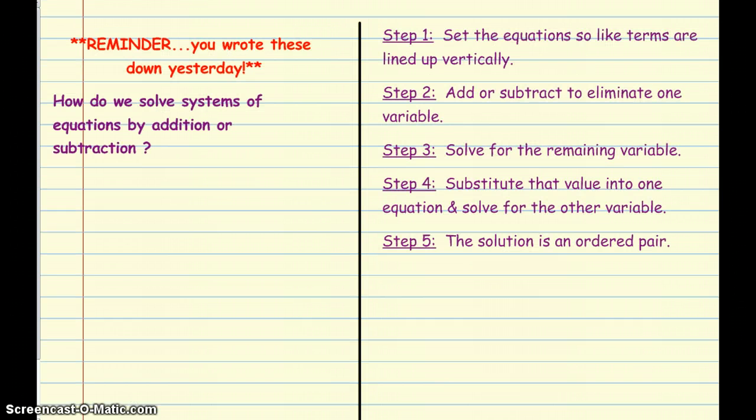The second slide here is just a reminder of the 5 steps of how to solve a system of equations by either adding or subtracting. You don't need to write these down. You did so yesterday, but I just want a quick review.